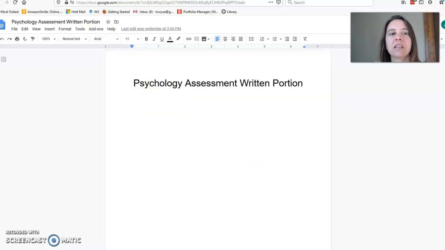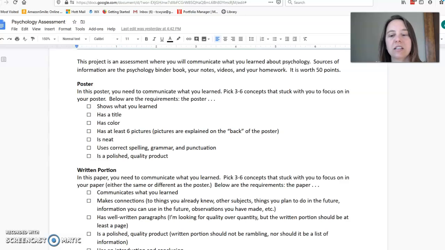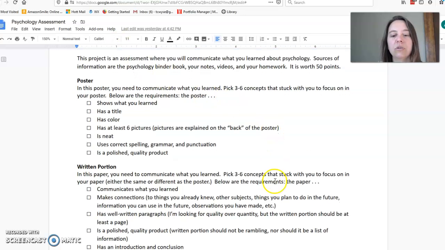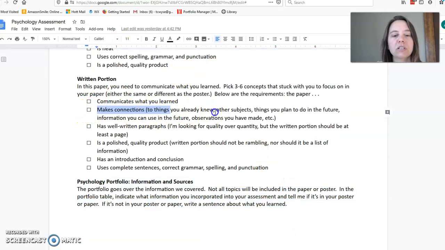The second thing is the written portion, where you're going to write several paragraphs, picking 3 to 6 concepts and telling me what you learned and making connections. Let's talk about those connections. You can make connections to things you already knew, to other subjects, things you plan to do in the future, information you can use in the future, and observations you have made. You do not have to cover all of these for each concept, just whichever ones make sense. And if other connections make sense for you to talk about, that's fine too.